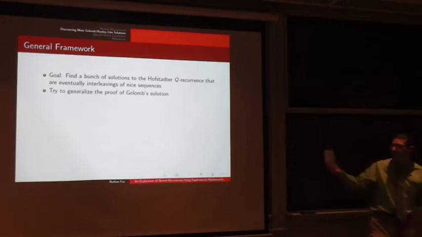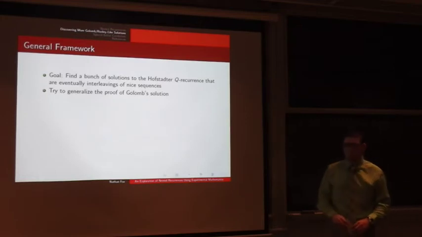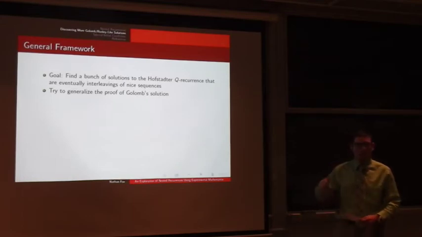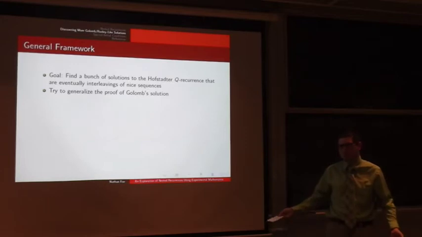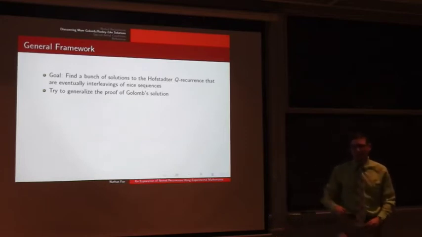So the way we're going to do this, though, is we're going to try to generalize the proof of the golem solution that we saw, but we're going to try to do that without actually knowing what any of the assumptions we're making are. We're sort of just going to make the assumptions as we go, and then at the end check to make sure all the assumptions we made are consistent. And if they are, hooray, we found a solution.